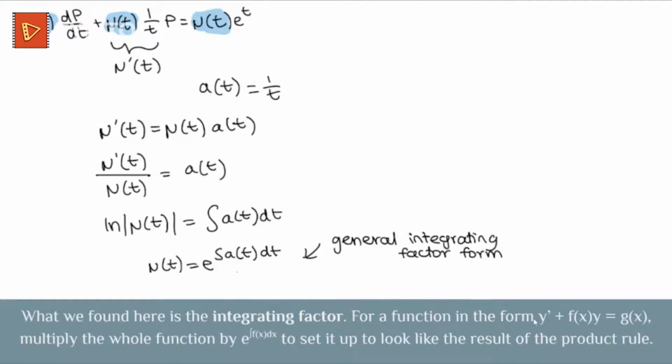For a function in the form of y prime plus f of x times y equals g of x, if you multiply the whole function by e to the power of the integral of f of x, it will set it up to look like the product rule, and then the integral of that side will just be the product of the two functions, the integrating factor times y.